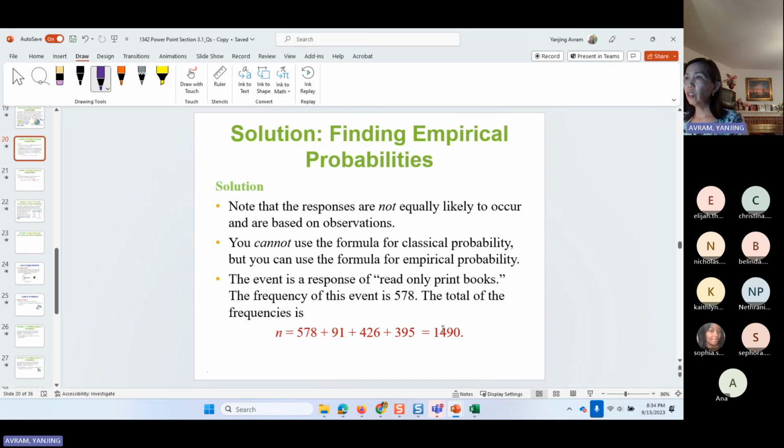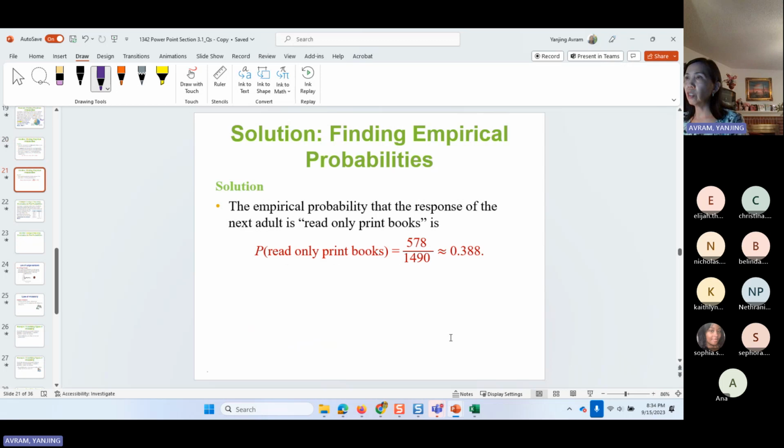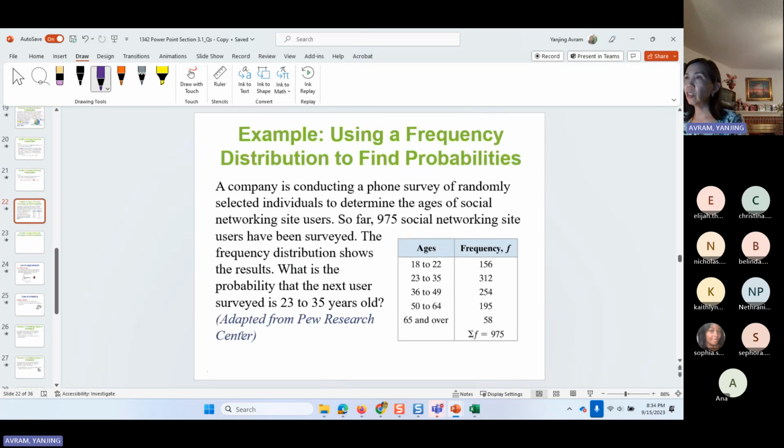Okay, so the total here is 1490, right? And then you use the 578 divided by the total, and that gives you the probability. All right, so that is called empirical probability.